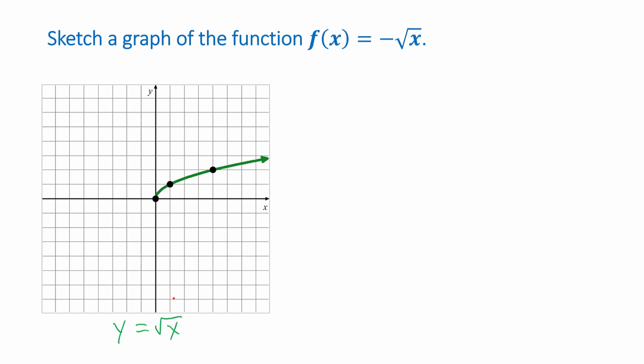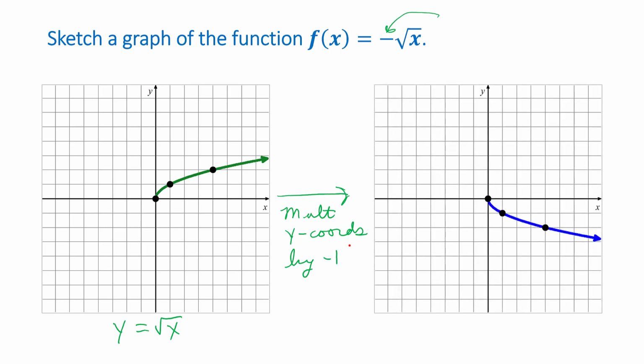And to graph this function, the negative is outside of the square root sign, which means we're affecting things vertically. So what we're going to do to go from square root of x to negative square root of x, we're going to multiply the y coordinates by negative 1. And we have a graph that looks like so. What we did, for example, we took the point on our original graph 4, 2. We multiplied the 2 by negative 1 to give us the point 4, negative 2 on our graph of y equals negative square root x.